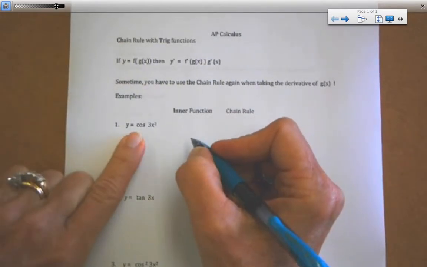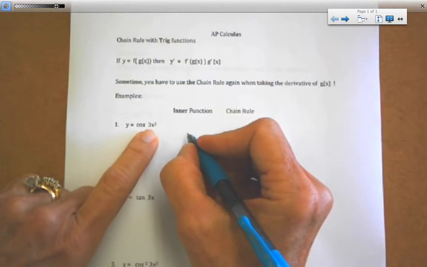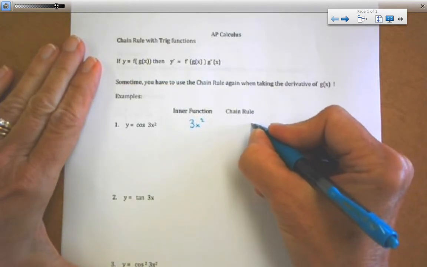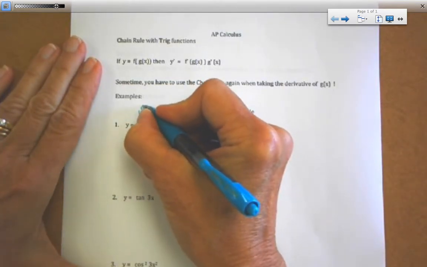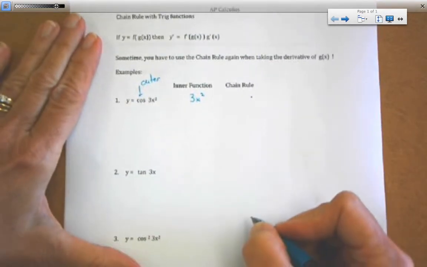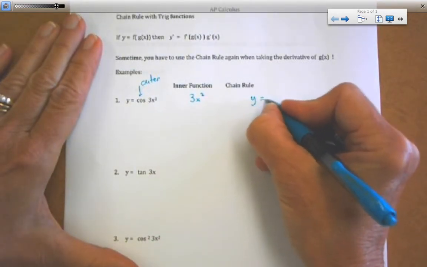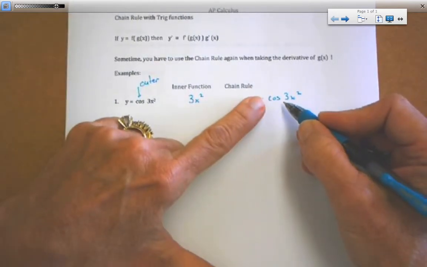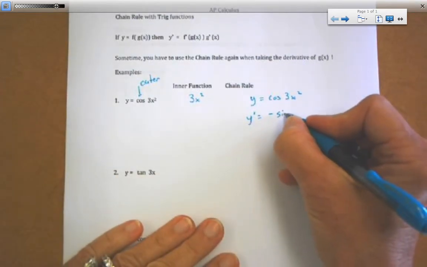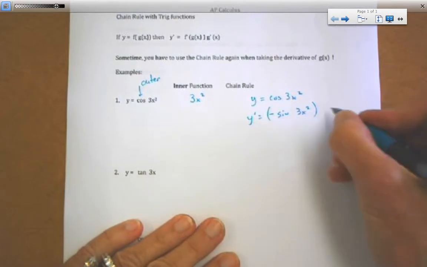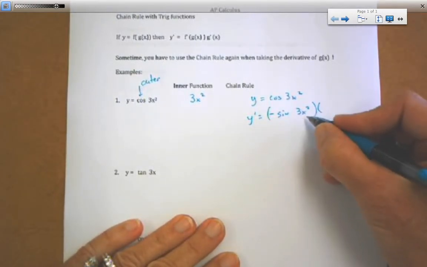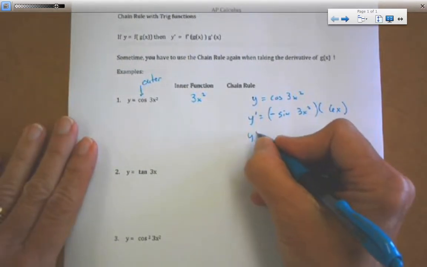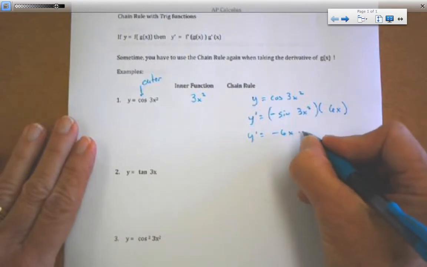So notice I'm asking a question, what would the inner function be? Well, I'm going to be taking the cosine of all of this. That would be my inner function. So keeping that in mind, I'm going to treat this cosine as my outer function. All right, so y equals cosine 3x squared. So the derivative is, first take the derivative of cosine, which is negative sine 3x squared. Then the derivative of the inner function, which will be 6x. So y prime will be, I like to rearrange it and put the polynomial term first.